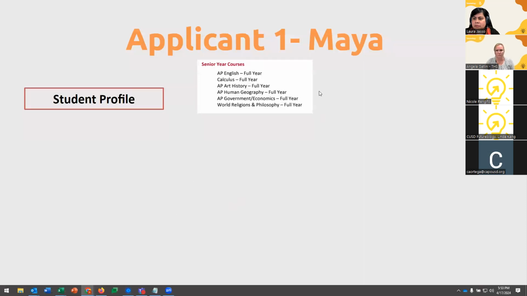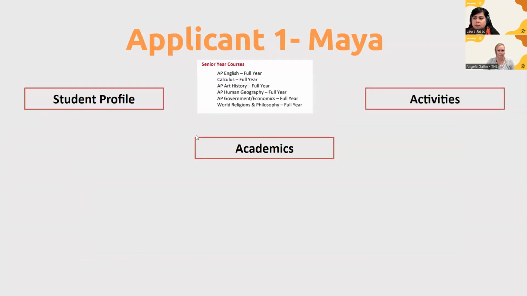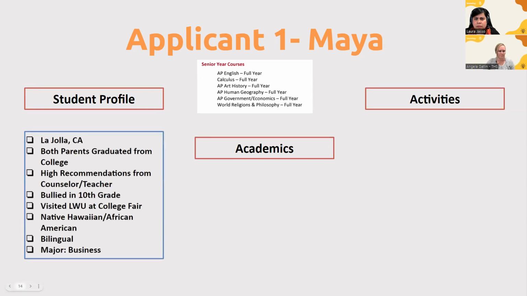We can start with her senior year courses. We see here that she has continued her rigor into her senior year. She's taking a total of 4 AP courses in her 12th grade, and she also is taking calculus and world religions. So she's got a very full schedule, all academic classes. When we take a look at her profile, Maya comes from La Jolla, and she is not first generation. Both parents in the home have graduated from a 4-year university.